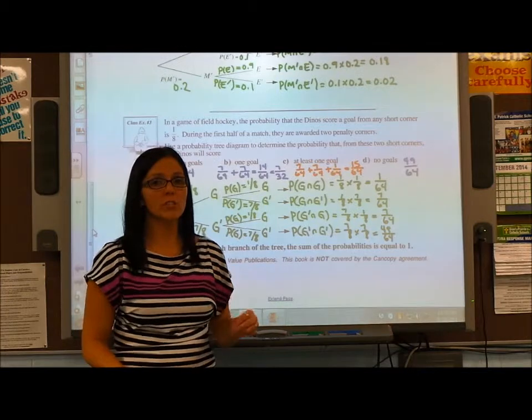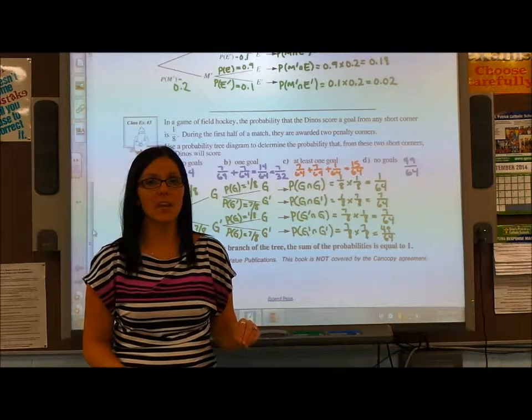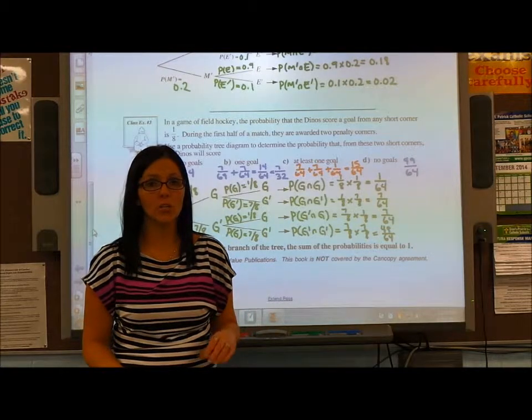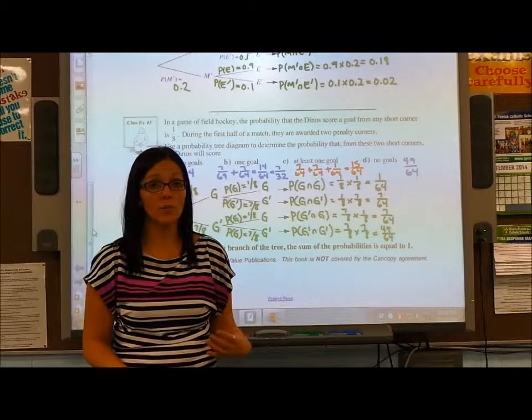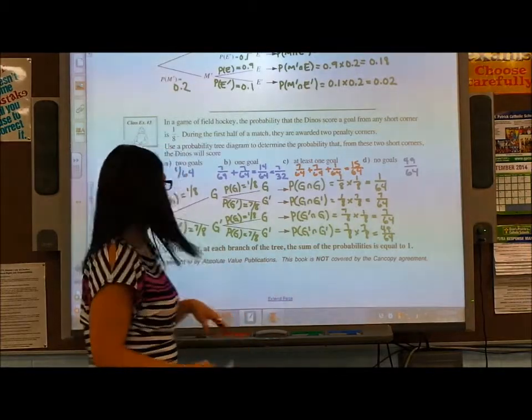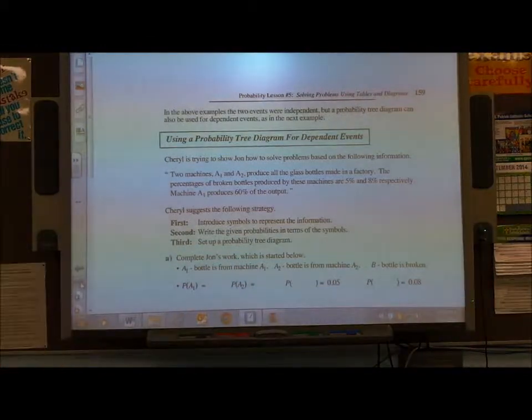So you can use a tree diagram to help set your questions up. If you find that you can organize your information better, use a tree diagram. If you find that you organize it better with a diagram, use a diagram or the table. Okay.